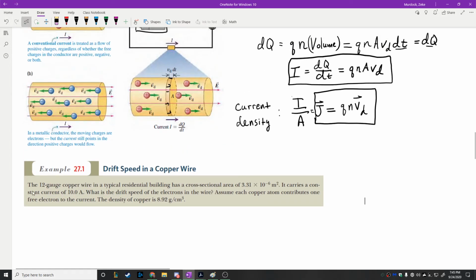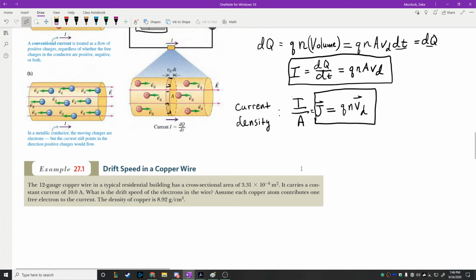So the question says a 12 gauge copper wire. 12 gauge refers to basically the size of it, how thick it is, the diameter you might say. In a typical residential building, it has a cross-sectional area of this. It carries a constant current of 10 amps. We want to calculate what the drift speed of the electrons in the wire is.